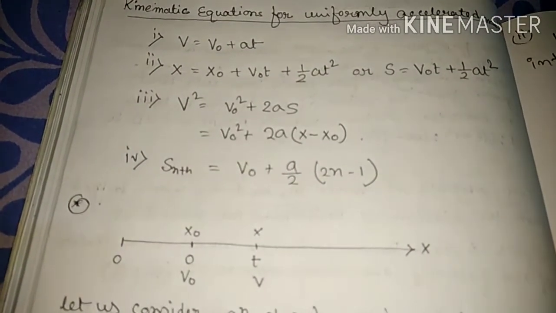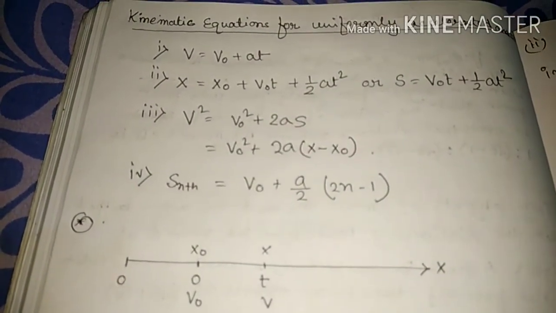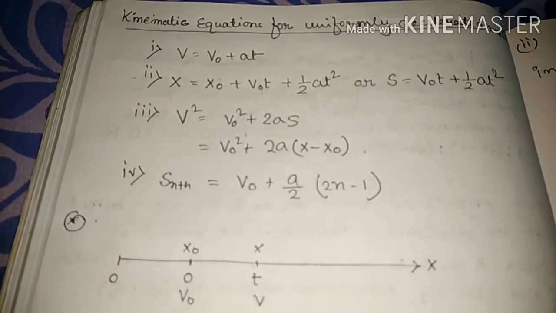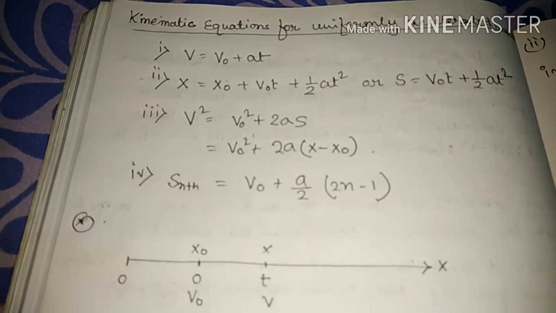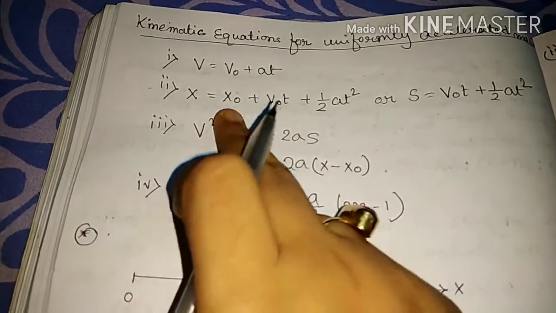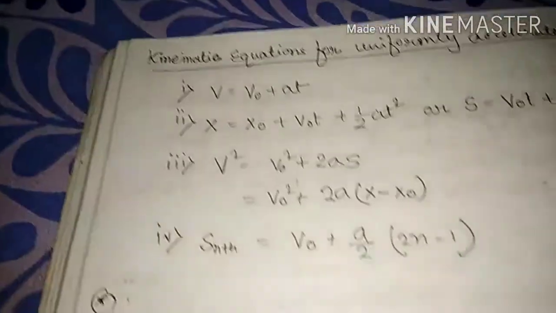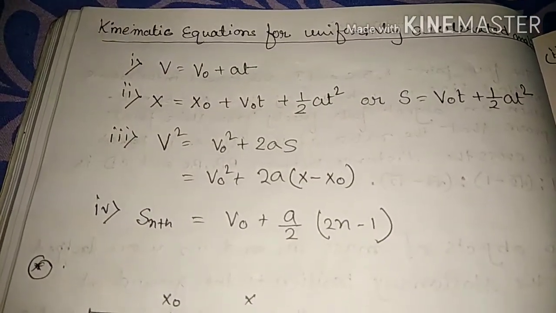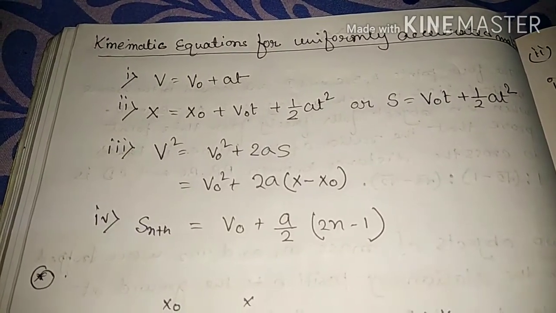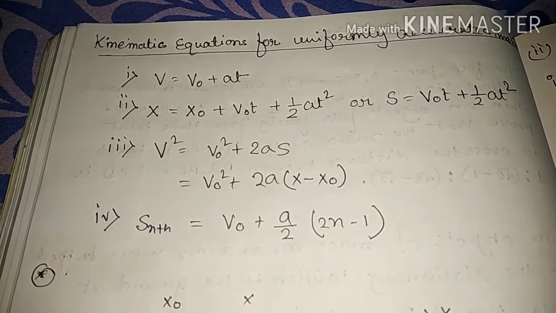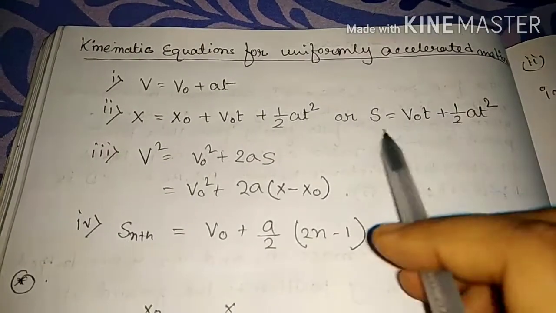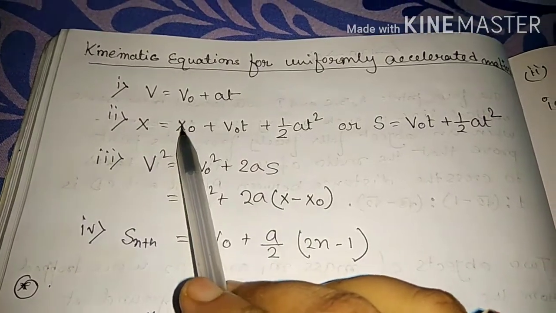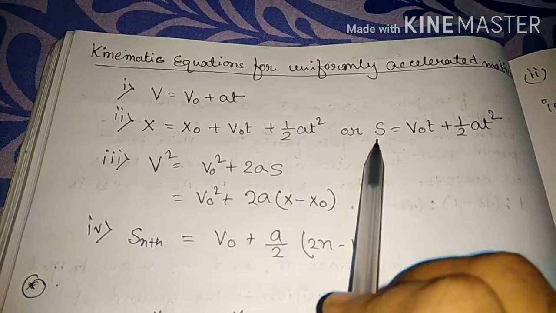The second equation, there are 2 equations, one in terms of position, another in terms of distance. The first one: x equals x0 plus v0t plus half at square. This gives us the position-time relation, or we can write s equals v0t plus half at square. You know this one, no? That one you did not know, because this is in terms of position. x represents the position and s is the distance.